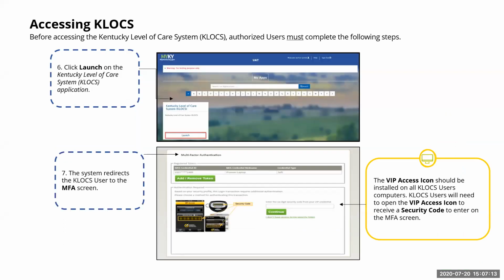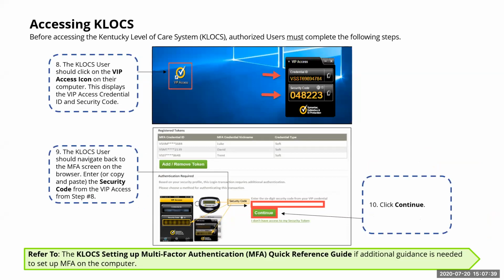Once you click sign in, you're going to land on this My Apps page. And then you're going to see the Kentucky Level of Care System KLOCS tile. Once you click that, that's where multi-factor authentication is going to come in. So you're going to see this MFA page on the screen, and it's going to say that you need to enter that 6-digit security code from a VIP credential. When you get to this page, you will all have already downloaded this VIP access token onto your computer. And again, there is an MFA user guide specifically for this, on how to download this.